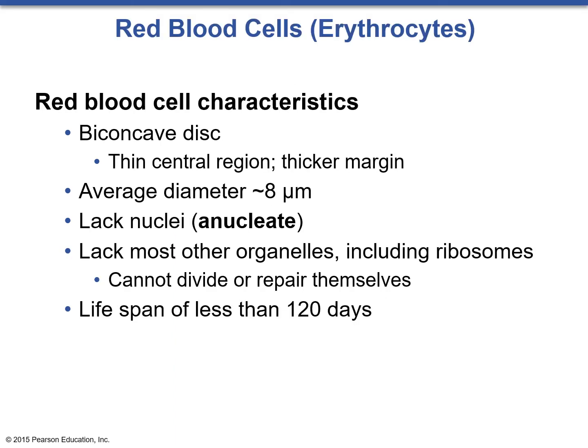The creation of red blood cells is erythropoiesis, and the red blood cell itself is a biconcave disc that has a thin central region with a thicker margin. They lack nuclei at all, they're anucleate, and they lack most organelles, including ribosomes. So they cannot divide or repair themselves, and because of this, they have a lifespan of less than 120 days.